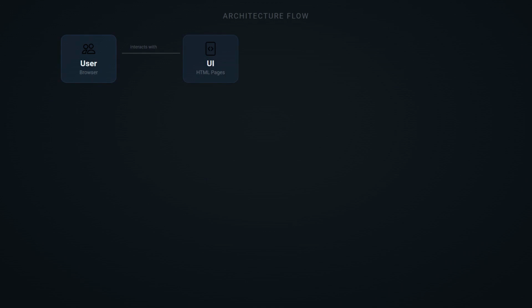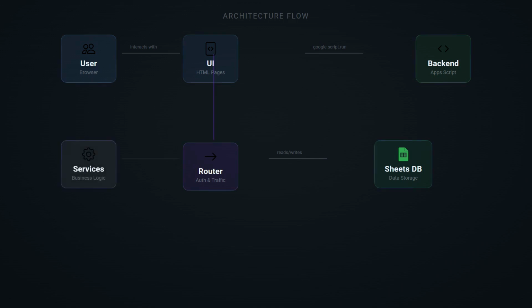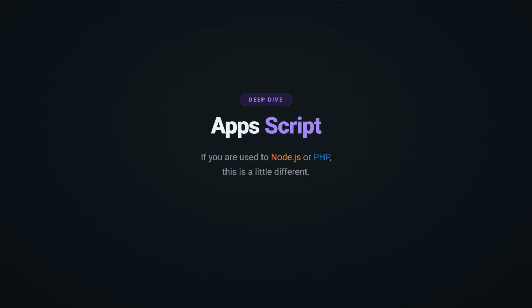Here's how it flows. The user interacts with the UI, which are HTML pages rendered by Google. The UI calls the backend through google.script.run. The backend talks to Google Sheets as its database. And the router in the middle directs traffic, checks authentication, and calls the right services. Simple. Clean. Effective.